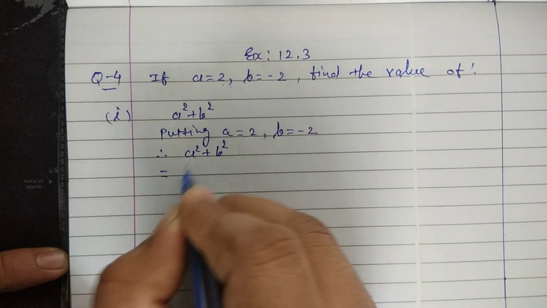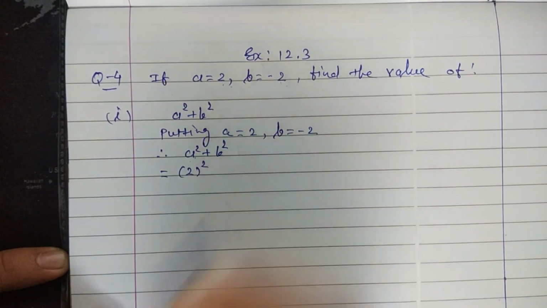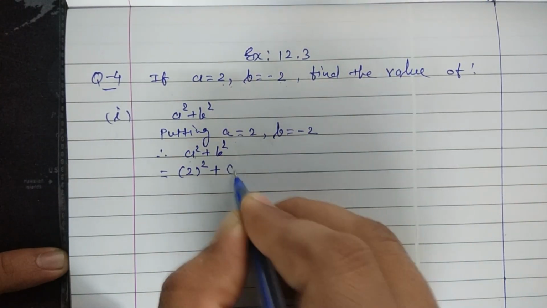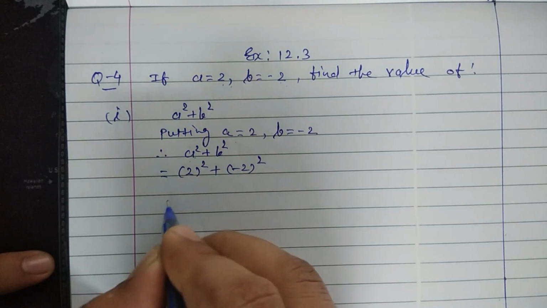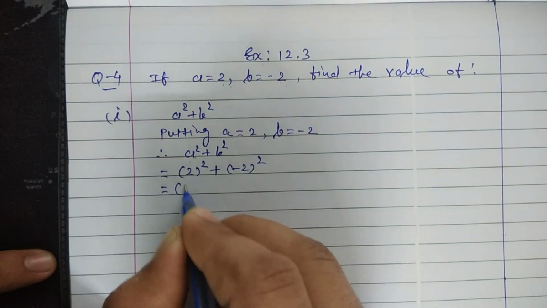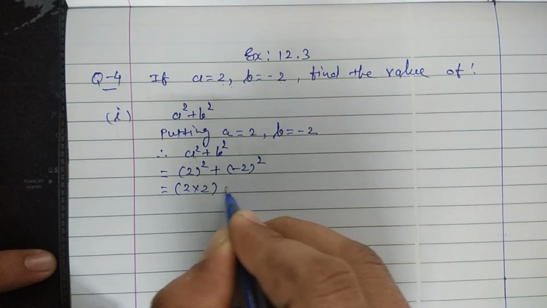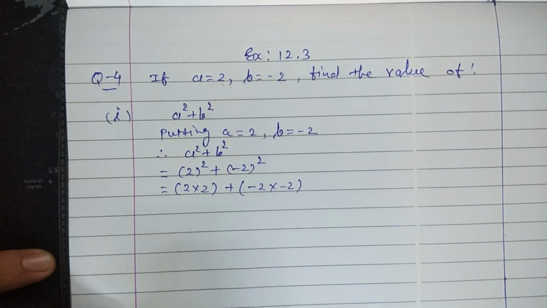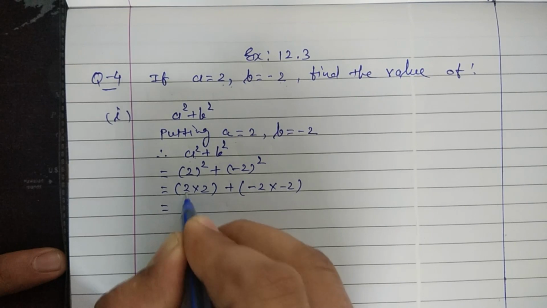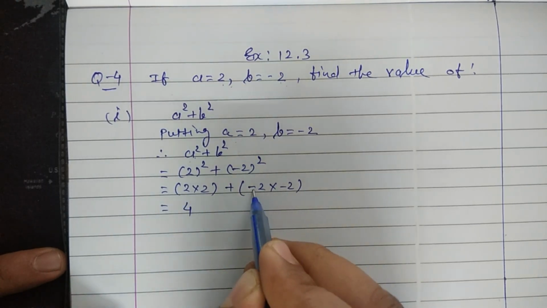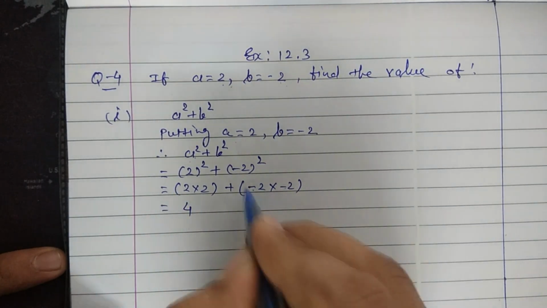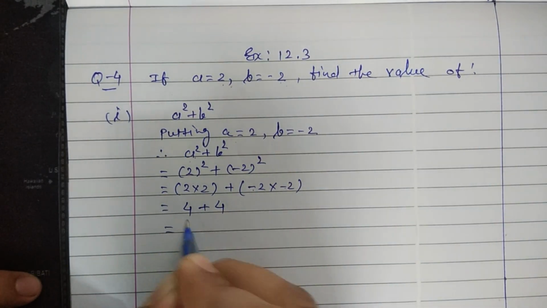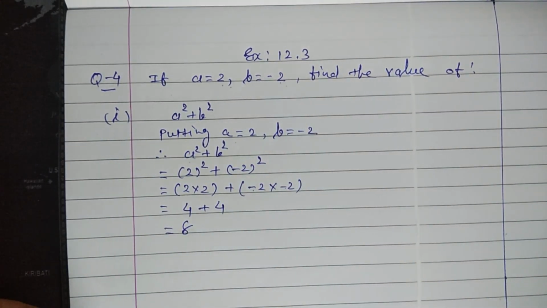A square means 2 square plus b square means minus 2 square. So that is equal to 2 square means 2 multiplied by 2 plus minus 2 square means minus 2 multiplied by minus 2. 2 2s are 4 here, minus minus plus 2 2s are 4. 4 plus 4, that is 8. 8 is our answer.